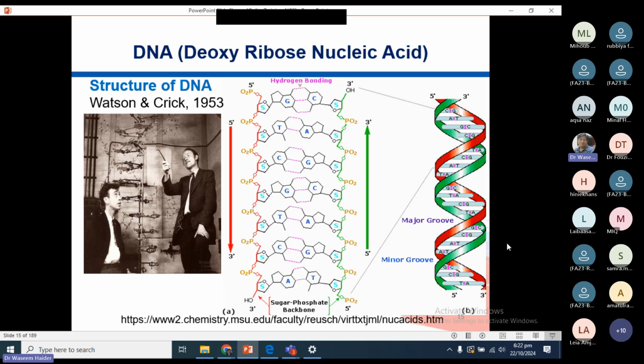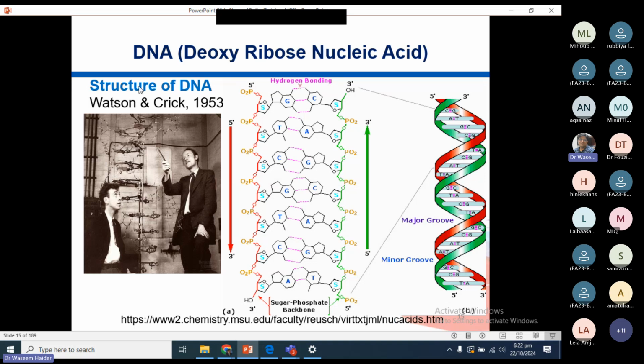There was another name for that, 454. 454 was the project number of Roche, which was given the task of research and development for these sequencers, to come up with sequencing methods and sequencing machines, which we call sequencers.